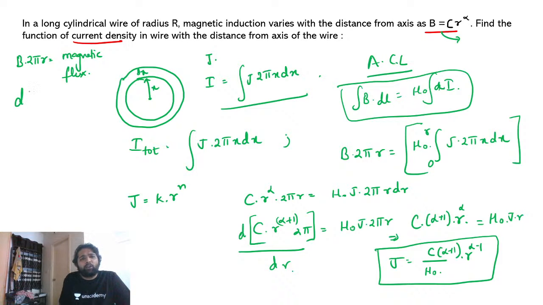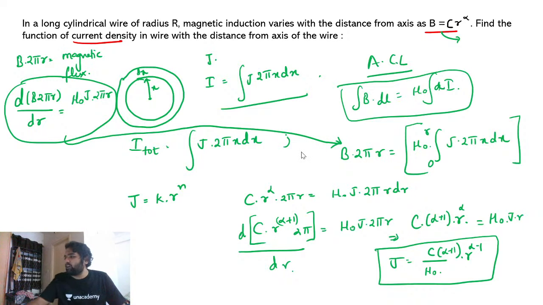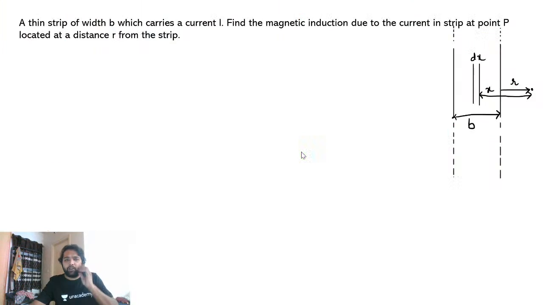So d of B into 2 pi r by dr will be equal to mu naught into J into 2 pi r. This is the formula we will get. इसको use करने से ये automatically आ जाता है. So definitely pause this video and share this video everywhere.